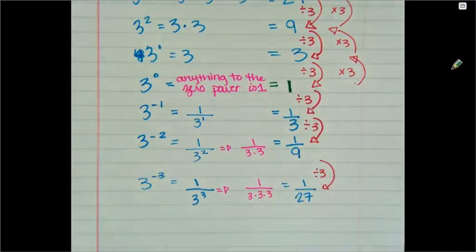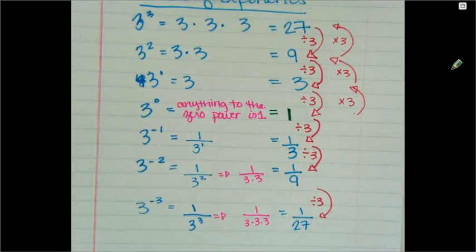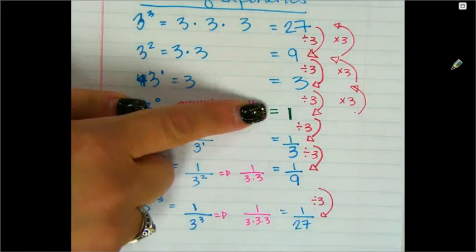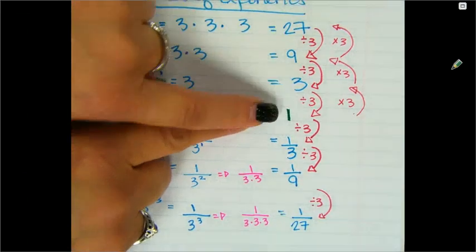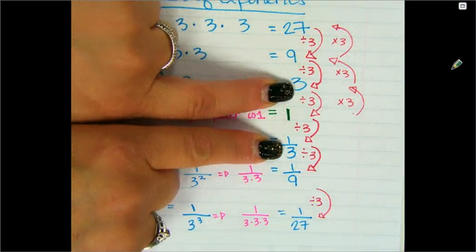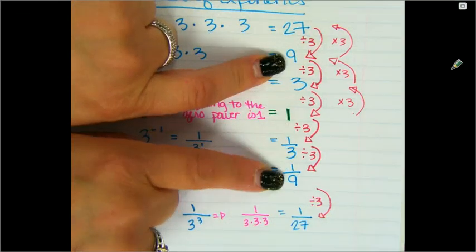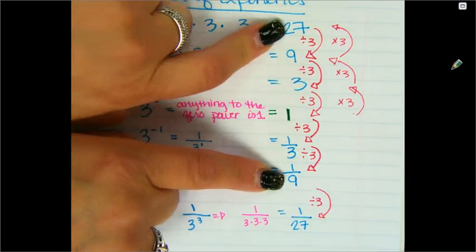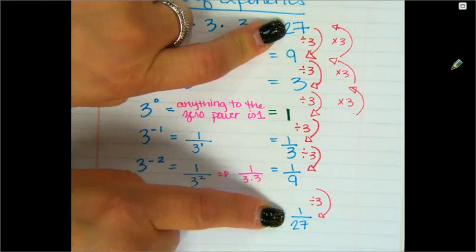Okay, so what I want you to notice right now is this. I'm going to move it just so you can see the whole thing. 0 is always 1, right? If I go this way, it was 3. But if I go this way, it was 1 over 3. If I go this way, it was 9. If I go this way, it was 1 over 9. If I go this way, it's 27. If I go this way, it's 1 over 27.